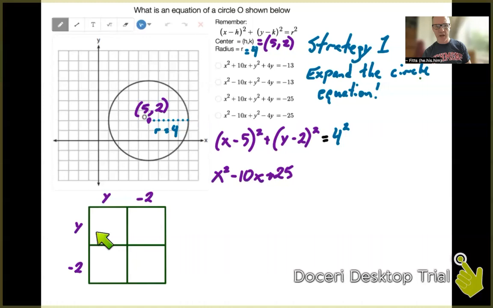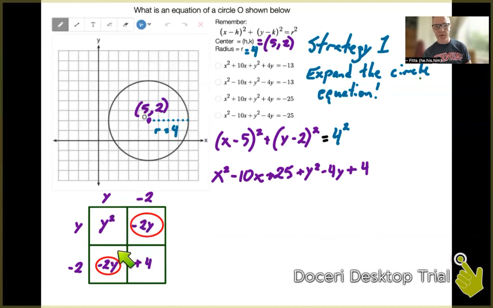So this box is y times y. This is negative 2. This is y. So it's going to be y times negative 2, y times negative 2, and then negative 2 times negative 2. So what do those equal? Y squared minus 2y minus 2y plus 4. We can combine these like terms because they have the same power.